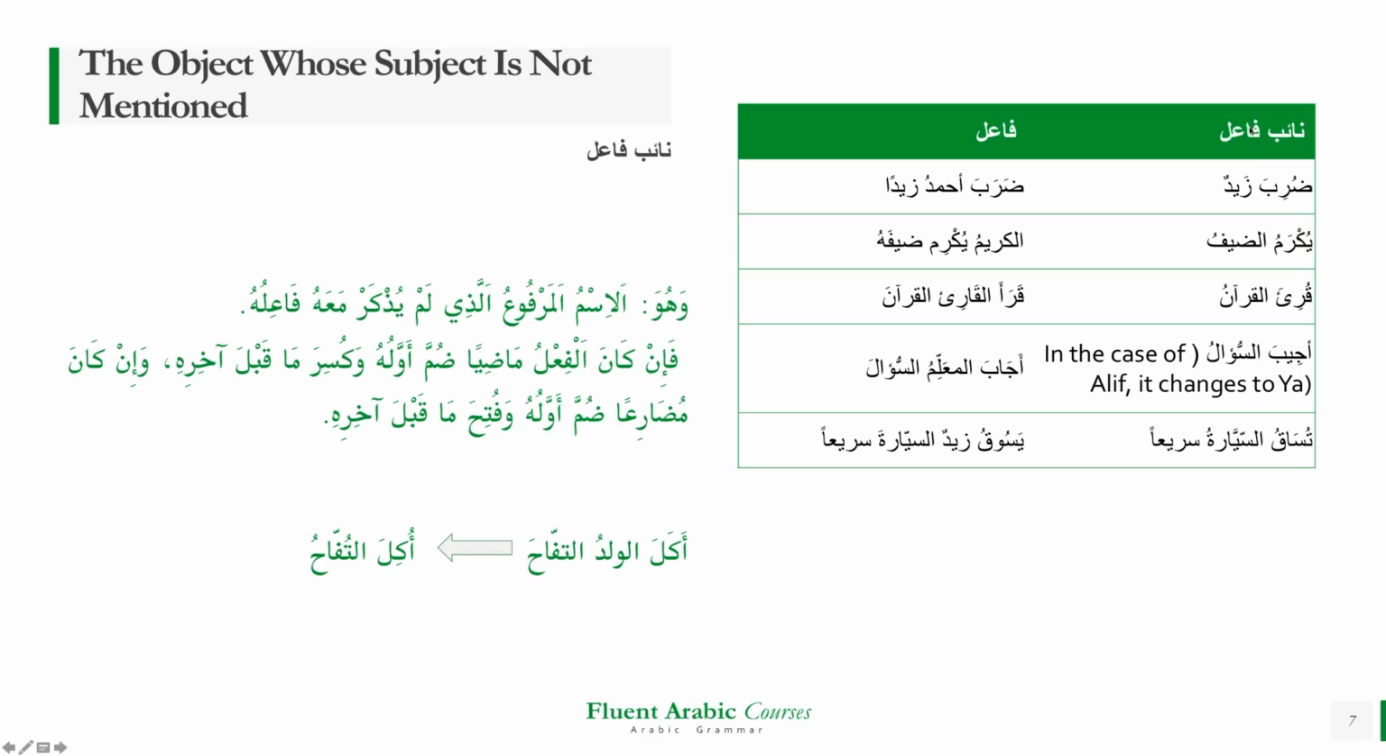In the right column, we have passive voice or sentences using na'ib fa'il, whereas on the left we have the same sentence in regular voice, in active voice. Duriba Zaydun. Zayd was hit. Here we don't mention who hit Zayd. In a normal sentence, in active voice, it will be Daraba Ahmadu Zaydan. Ahmad hit Zayd. Yukramu al-dayf. The guest was taken care of. Al-Karimu yukrimu dayfahu. Here the subject is mentioned.